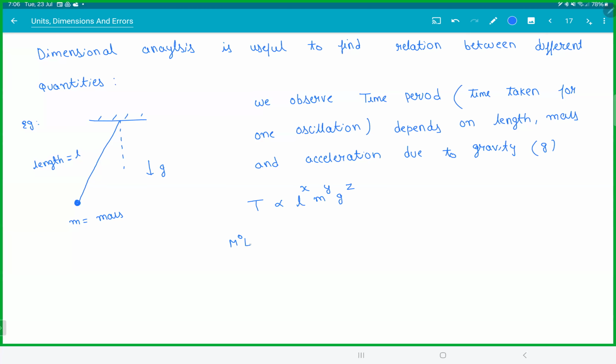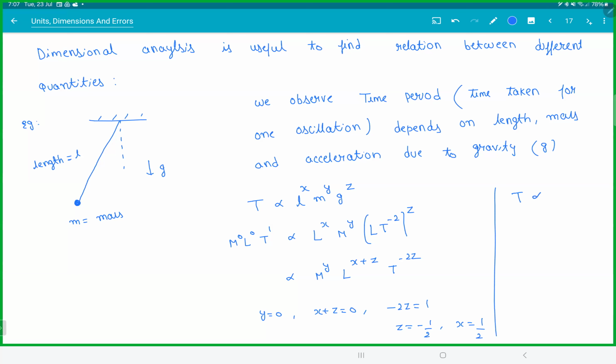So in the LHS, we have M0, L0, T power 1. This is L power X, M power Y. This is LT minus 2 to the power of Z. So this would be M power Y, L power X plus Z, and T power minus 2Z. When you compare, you can clearly see Y is 0, X plus Z is 0, and minus 2Z is equal to 1. So Z is minus half, X is equal to half. So from here we can clearly see the time period T depends on L power half and G power minus half. So we are getting T is proportional to root over L by G, independent of mass.